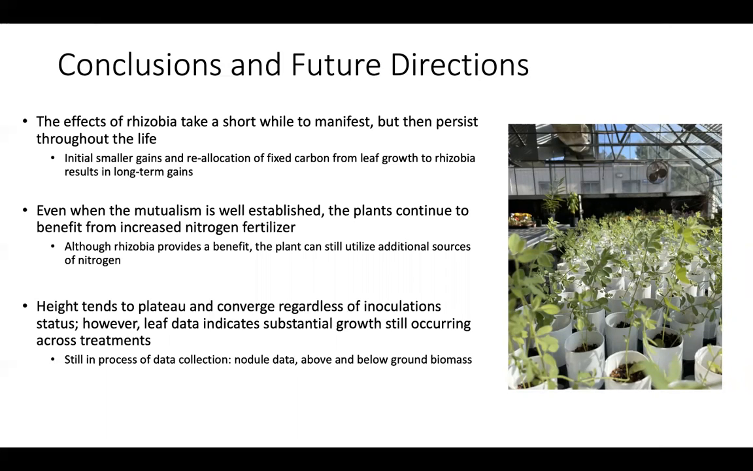We are still in the process of additional data collection, such as nodule data and above and below ground biomass. Lastly, we plan to repeat this experiment with a broader nitrogen gradient to assess nitrogen saturation.